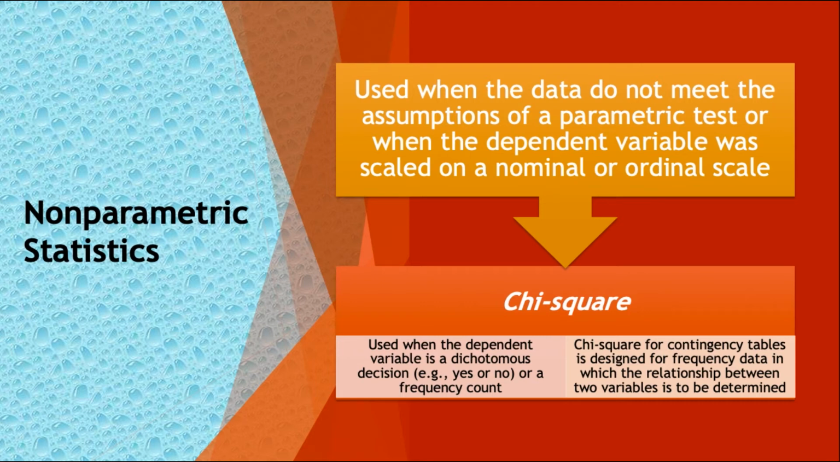So, a chi-square for contingency tables, also called a chi-square test for independence, is designed for frequency data in which the relationship or contingency between two variables is to be determined. In a voter preference study, for example, you may have measured sex of respondent in addition to candidate preference. You may want to know whether the two variables are related or independent. The chi-square test for contingency tables compares the observed cell frequencies, those you obtain in your study, with the expected cell frequencies, those you expect to find if chance alone were operating.